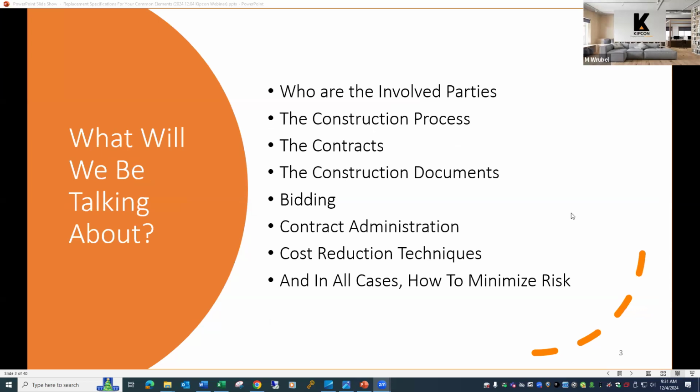So what are we going to be talking about today? Obviously we're going to be talking about projects that involve replacement or upgrade of common elements within HOA communities. And there are all types of construction projects. Some are very large and some are just smaller repair type projects. We're going to talk about who are the parties involved in this process and the actual process of preparing specs and bidding, and who is responsible for what types of activities during contract administration, what goes into the construction documents, and a number of other related topics.